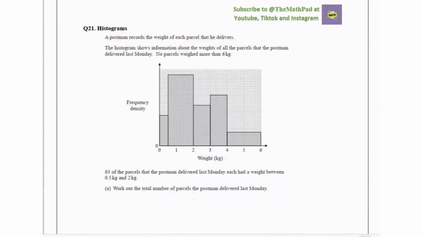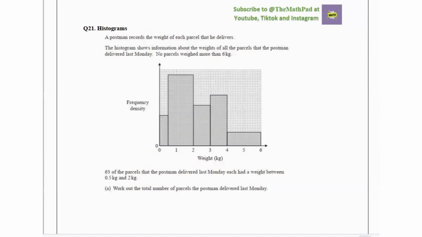Histogram. A postman records the weight of each parcel that he delivers. The histogram shows information about the weight of all the parcels that the postman delivered last Monday. No parcels weighed more than 6 kgs. 63 of the parcels that the postman delivered last Monday each had a weight between 0.5 kg and 2 kg. Work out the total number of parcels the postman delivered last Monday.